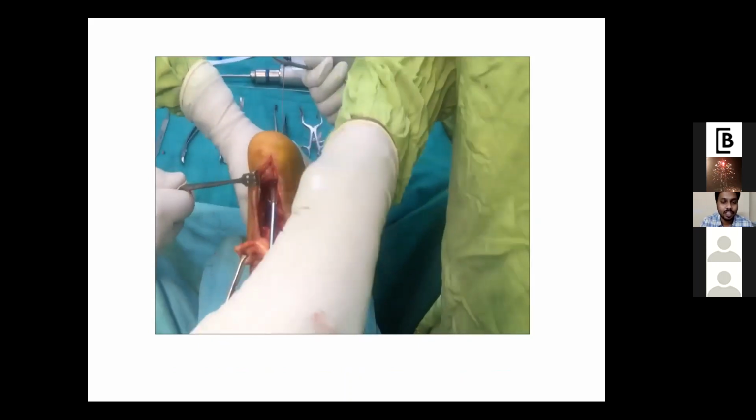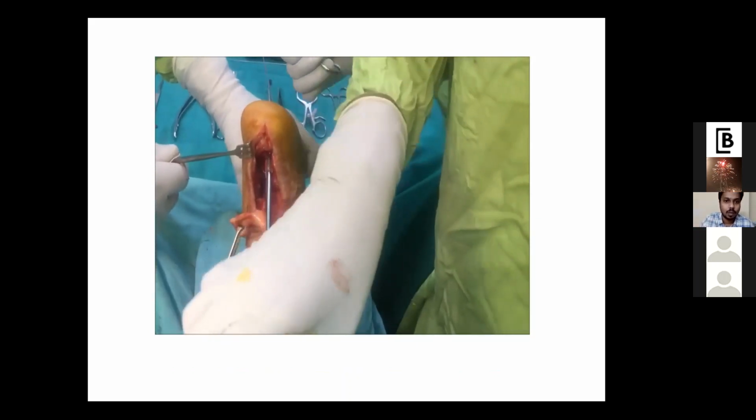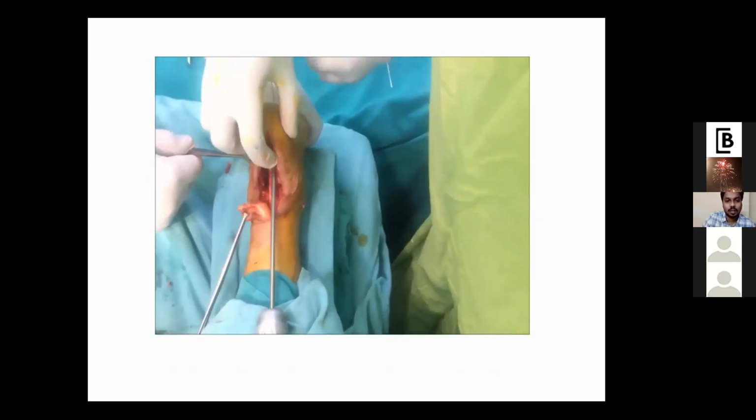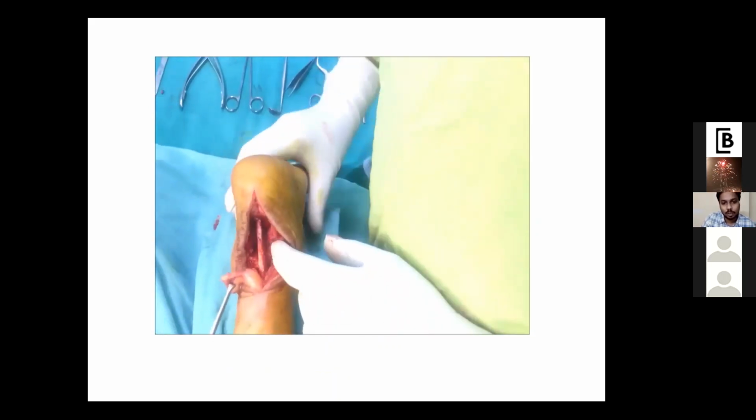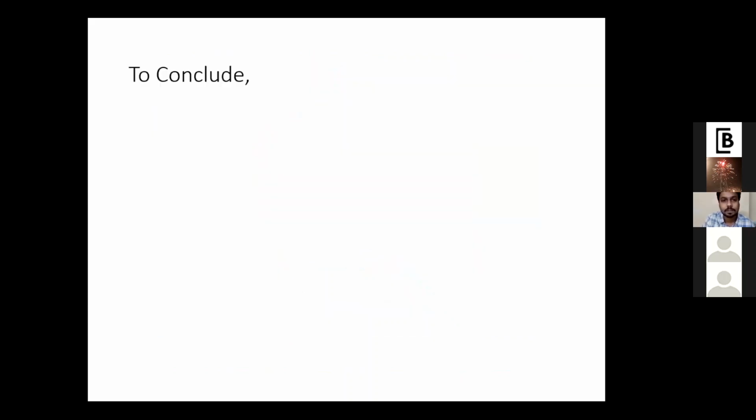While maintaining tension, you can see that this person is holding it with a tensioner, with an artery. Tension is maintained. Again, the ankle is kept neutral. We are able to check it has been fixed with an interference screw and the ankle movements are checked.